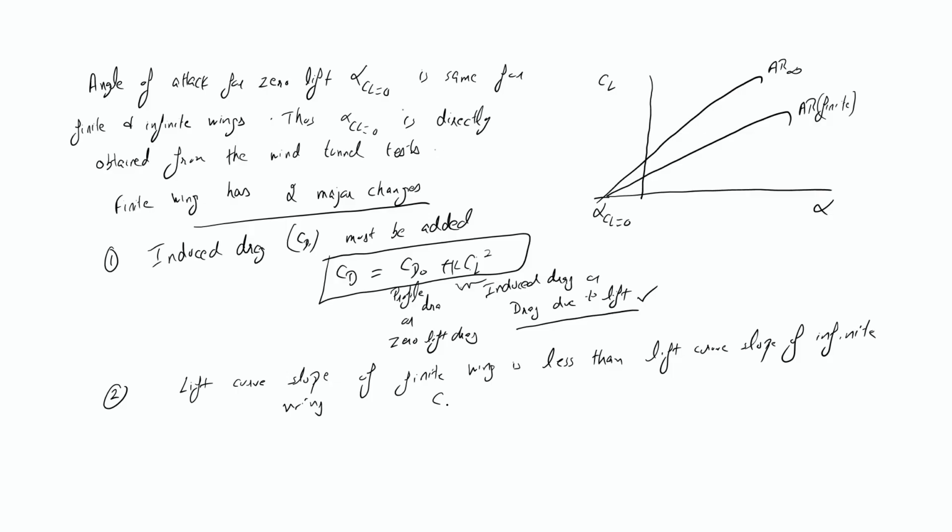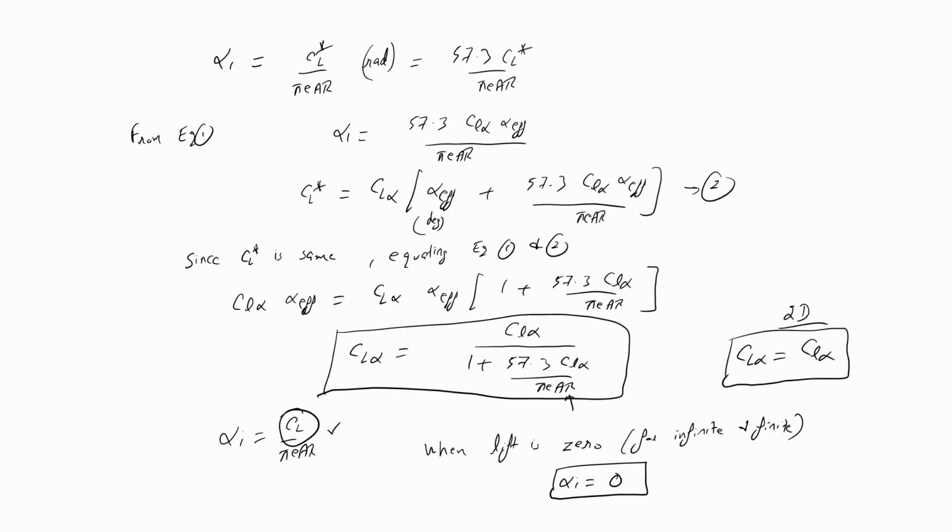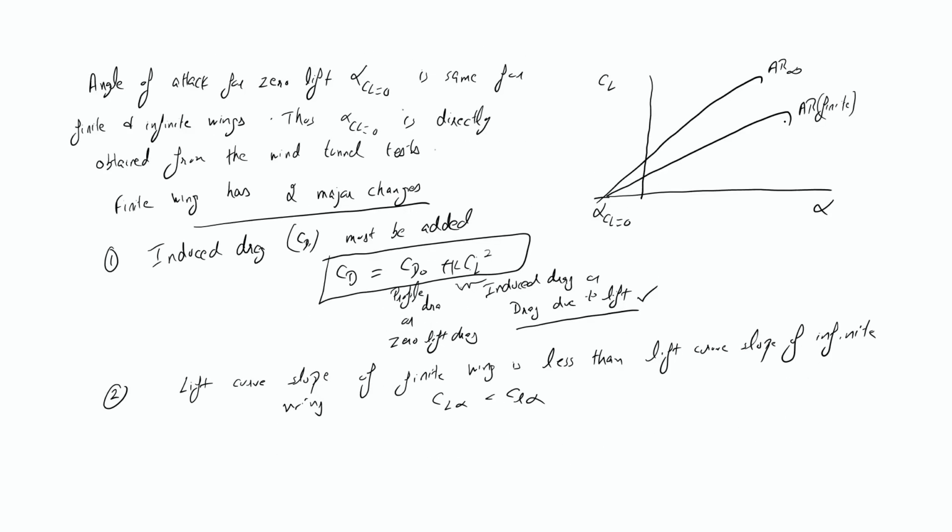Alright, please do not forget this fact. PL alpha will be less than PL small alpha. Alright, now in this plot, you must have observed that this is CL max.